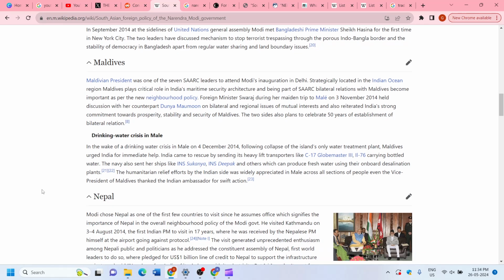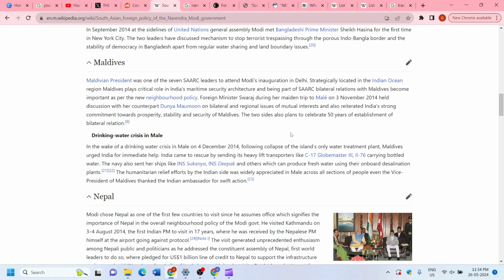Maldives. I won't say it's exactly a bordering country in South Asia, or actually it is. It plays a critical role in India's maritime security architecture, and Foreign Minister Swaraj made her maiden trip to it on the 3rd of November 2014. When there was a drinking water crisis in Malé on 4th December 2014, following the collapse of the island's only water treatment plant, Maldives urged India for immediate help. India came to the rescue by sending its heavy lift transporters like the C-17 Globemaster III and Il-76 carrying bottled water.